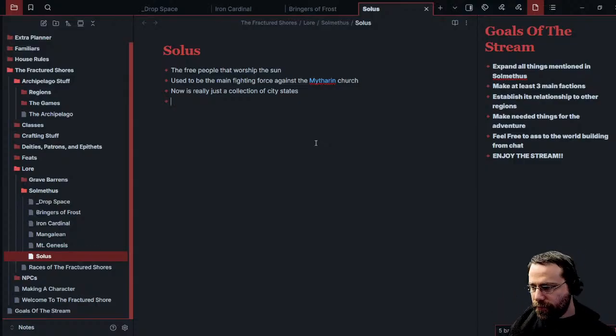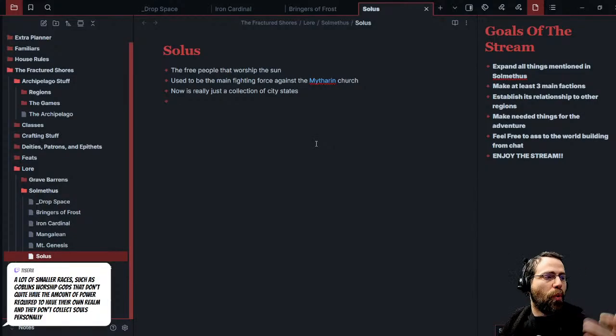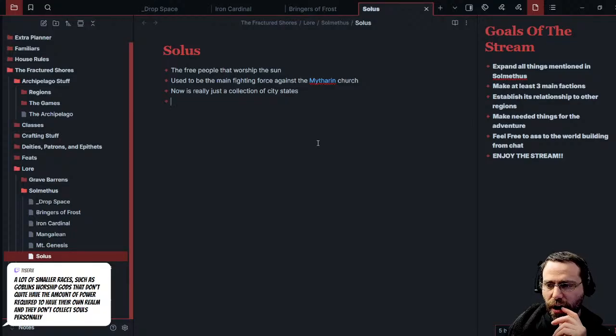So it's unusual for people to not be at least adherent to a deity in some small way, at least paying lip service. A lot of smaller races such as goblins worship gods that don't quite have the power required to have their own realm and don't claim souls personally. That's a good answer. That is a good answer.